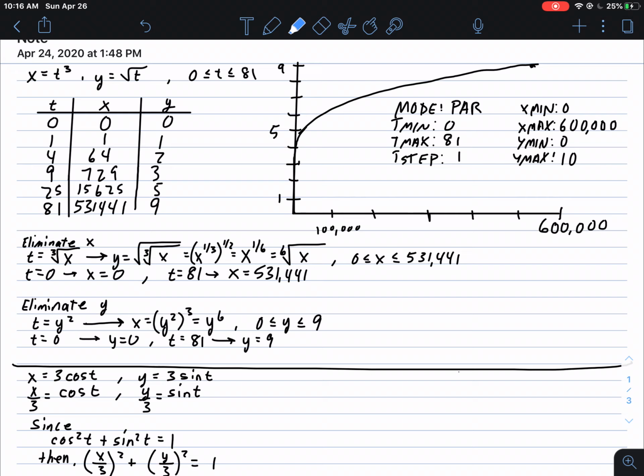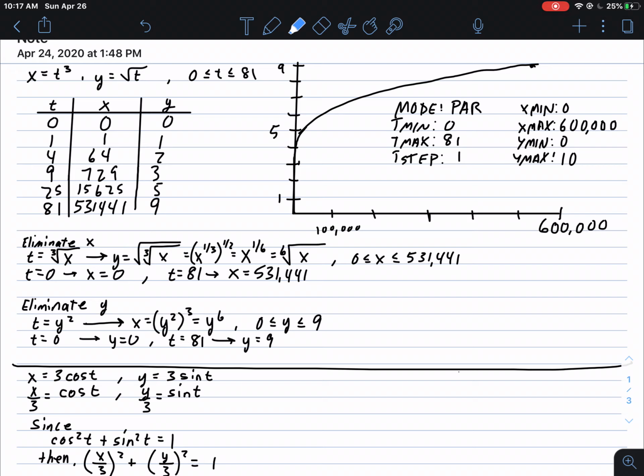But you could plug in 5 if you want to, and you get the square root of 5 and do a decimal approximation there. But I just plugged in a few values that gave us nice numbers for our coordinates. Again, there's no other limitation otherwise. So I just made a table of values. I plugged in values for t. I did 0, 1, 4, 9. I skipped a couple. I did 25, 81, just to give us a few points on our graph.